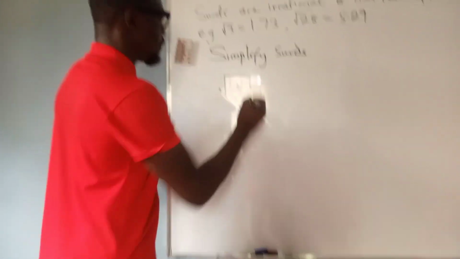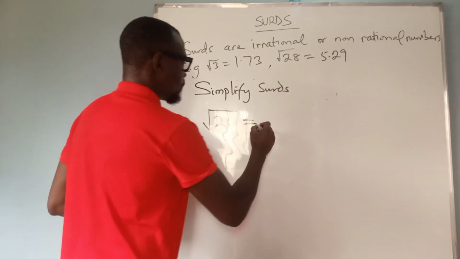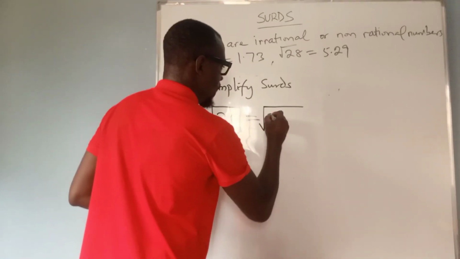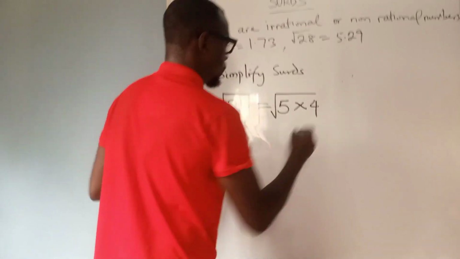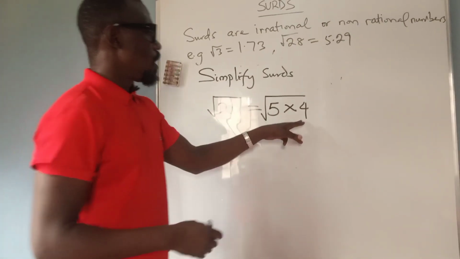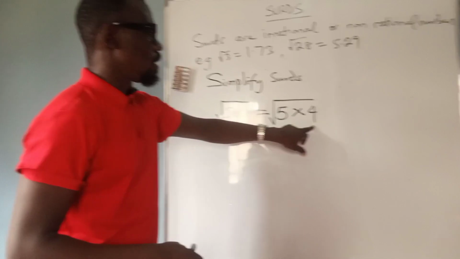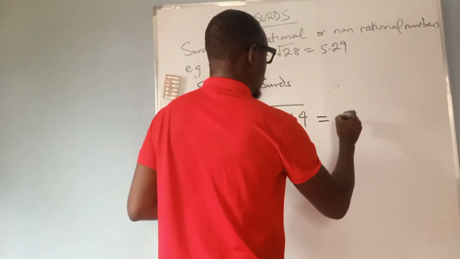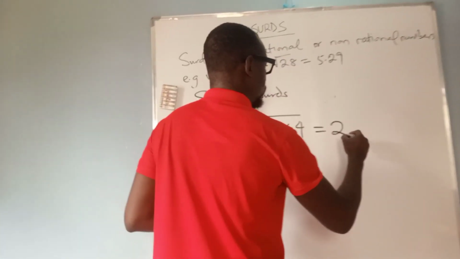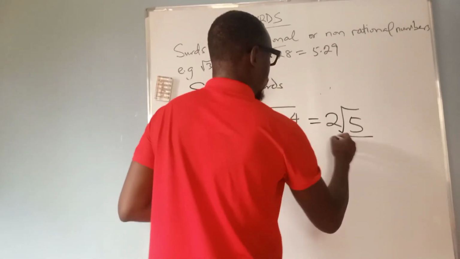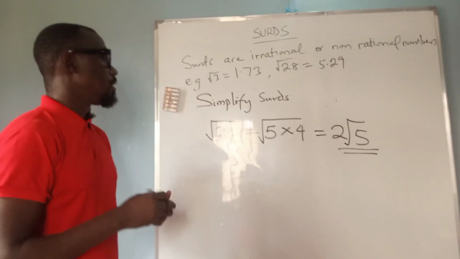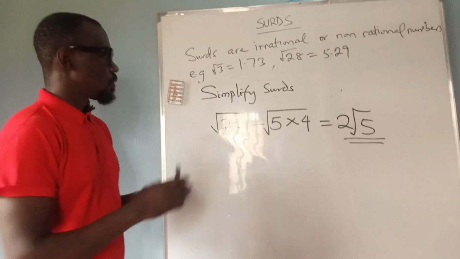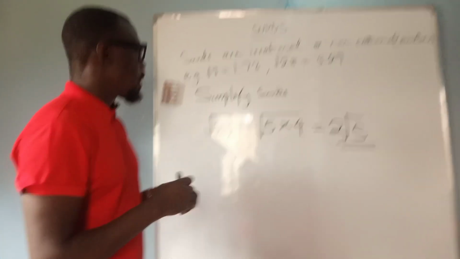What do I mean? We all know that 20 is 5 times 4. Now, we have a perfect square and an imperfect square. So what do I mean? Now you can say 2 square root 5. This is how to simplify root 20. So that is one. Let me recap.